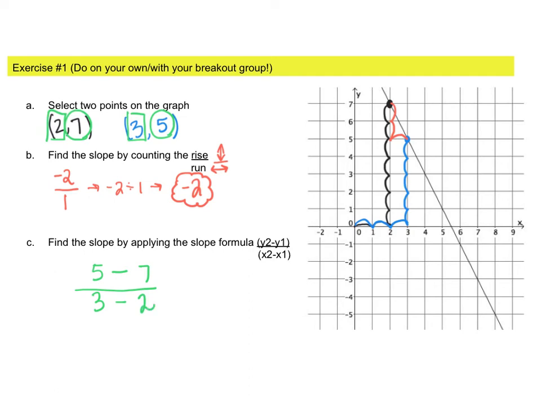And I'm going to simplify this. 5 take away 7 is a negative 2. 3 take away 2 is a 1. Negative 2 over 1 simplifies to negative 2. So the slope for this line was negative 2.